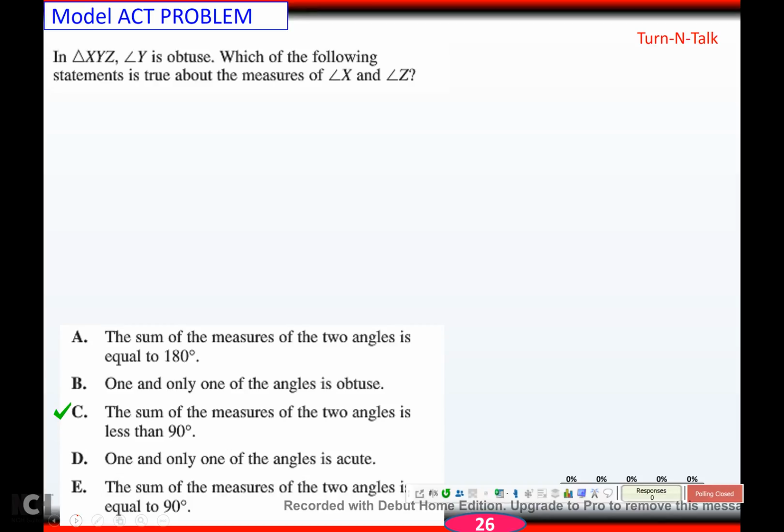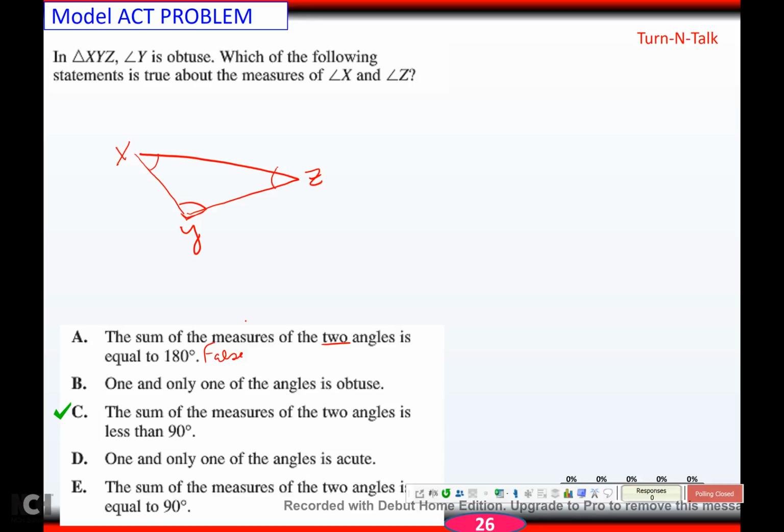Okay, it says in triangle XYZ, angle Y is obtuse. Which of the following statements is true about the measures of X and Z? Well, if you have an obtuse angle, the other two have to be acute. So it says A, the sum of the measures of the two angles is equal to 180. That's false, because the sum of the three angles of a triangle equals 180. So if the other two angles equal 180, then that has to be nothing, which we know isn't true because that's obtuse. So that's false.